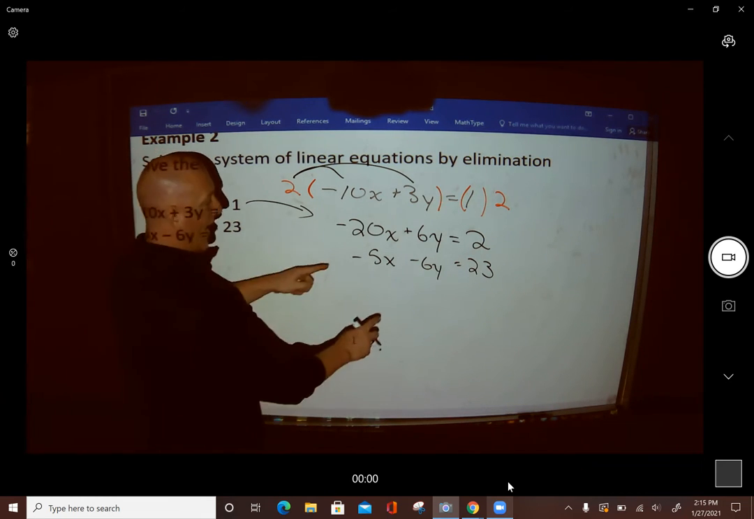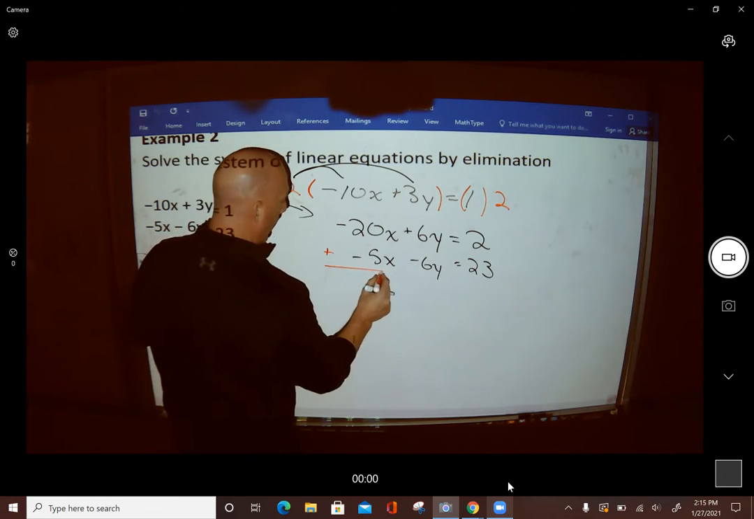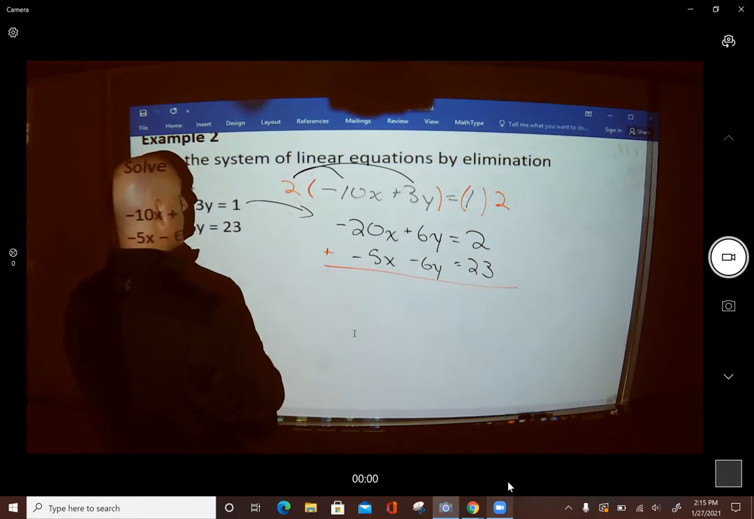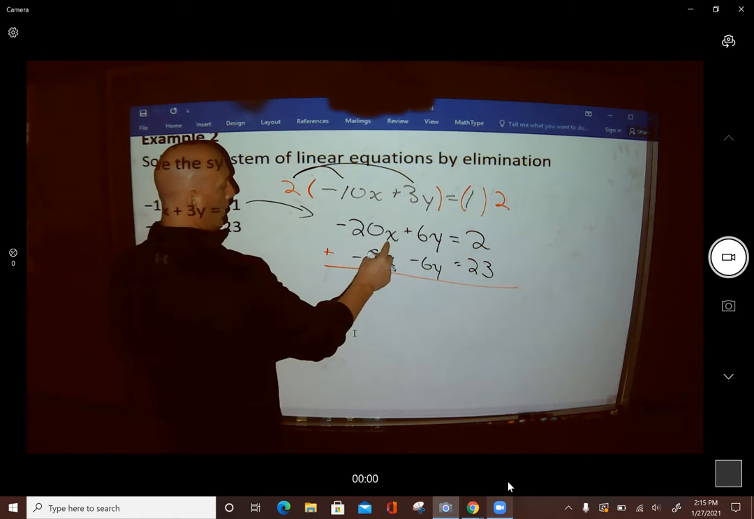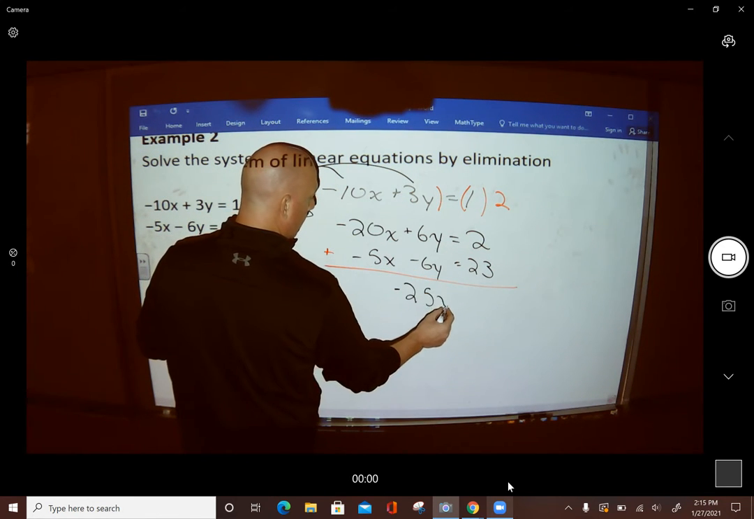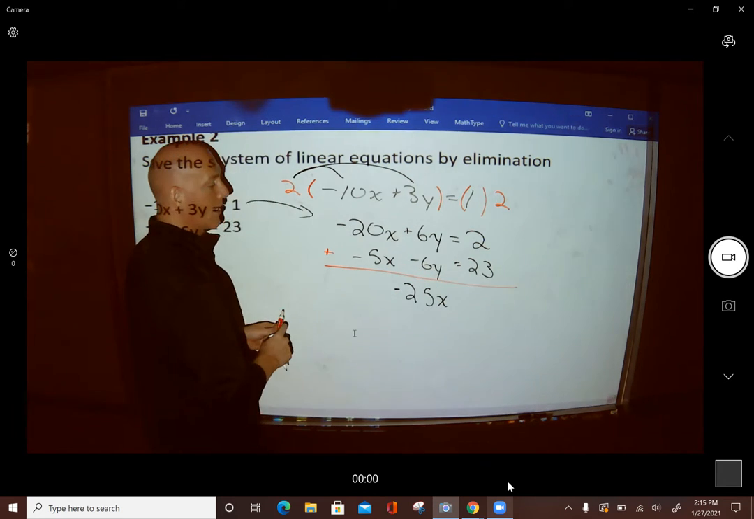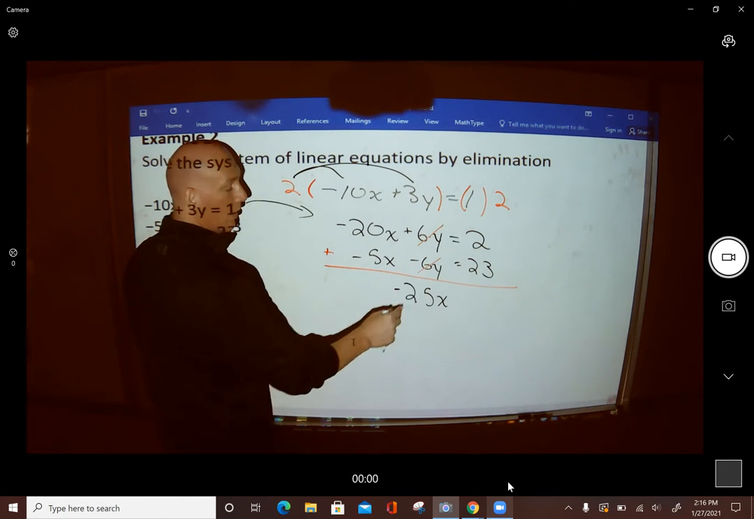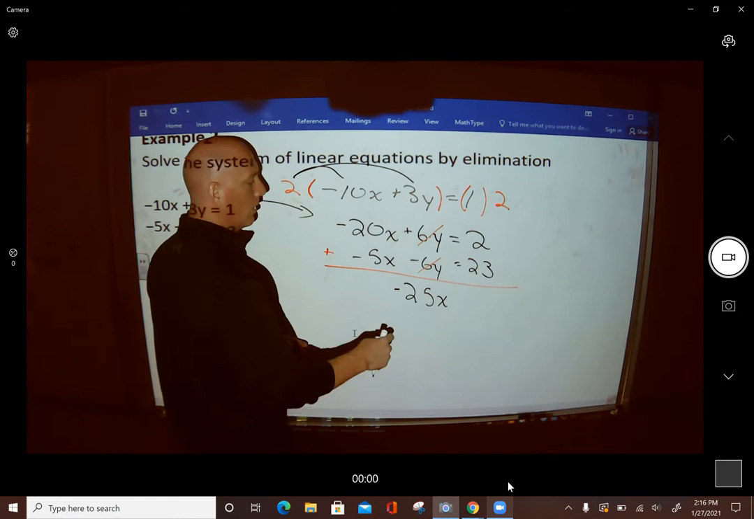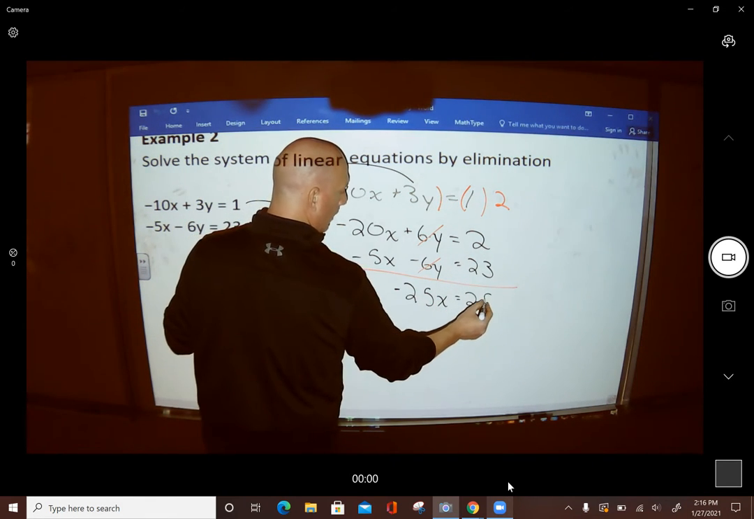So I have opposite coefficients. I'm going to combine the lines. -20x minus 5x becomes -25x. 6y and -6y, that is our elimination part. We just eliminated one variable. And that equals 25.